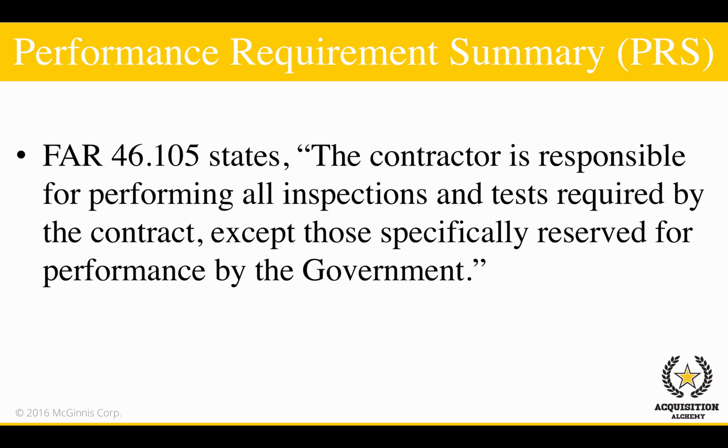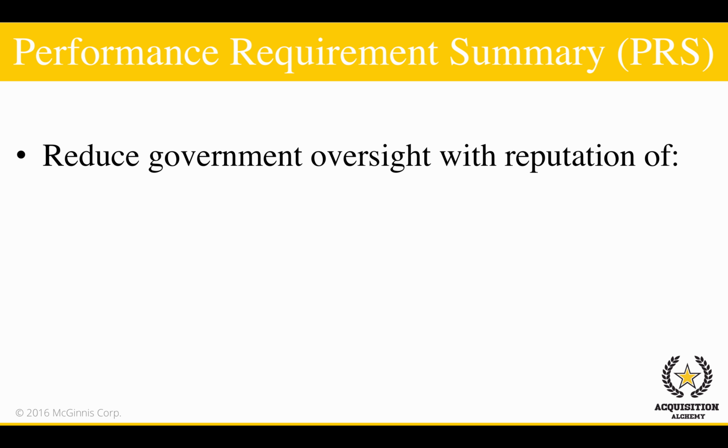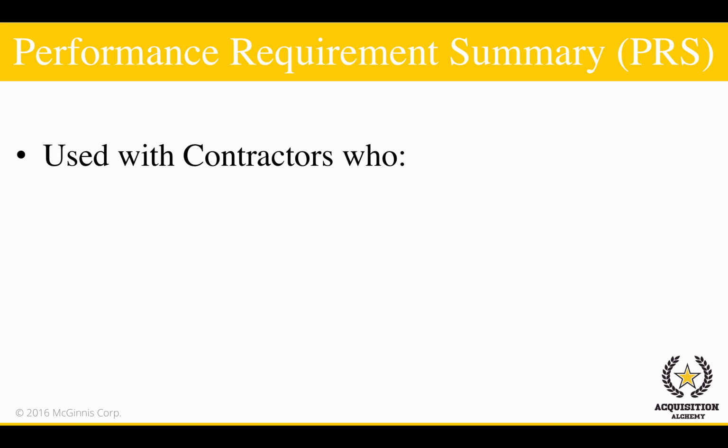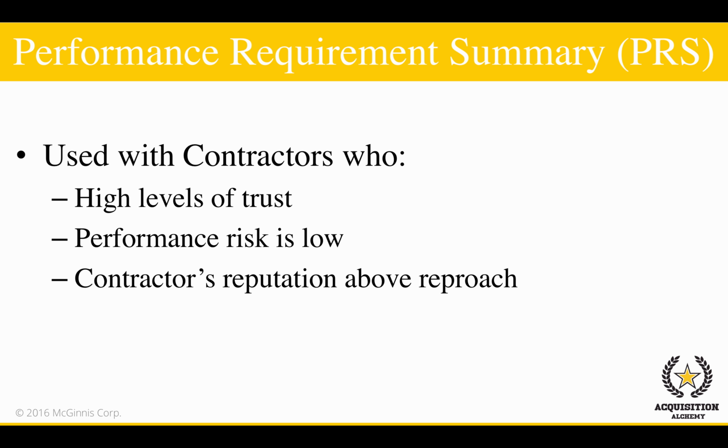FAR 46.105 states, the contractor is responsible for performing all inspections and tests required by the contract, except those specifically reserved for performance by the government. It's under this authority that the government may choose to utilize the contractor's internal quality control techniques as a surveillance method. When using this method of surveillance, the contracting officer may choose to reduce the government's level of oversight if the contractor established a reputation of thoroughness, accuracy, and responsibility during the contract's period of performance. This quality assurance surveillance method should only be used with contractors who maintain high levels of trust with the government, when performance risk is low, and/or when the contractor's reputation is above reproach.